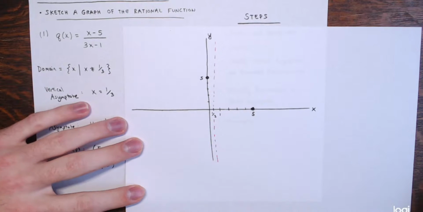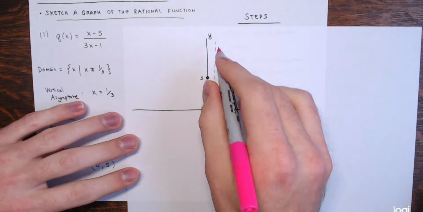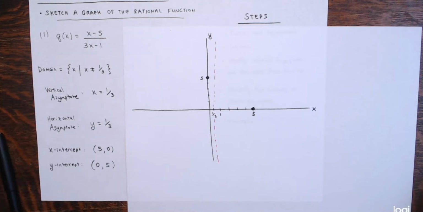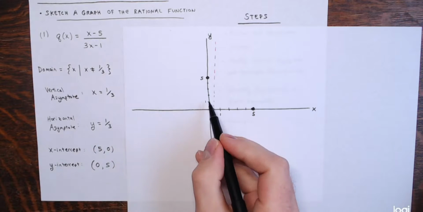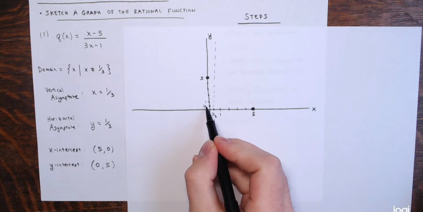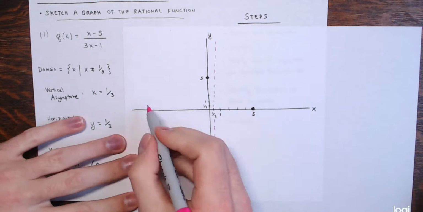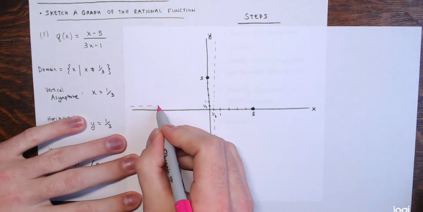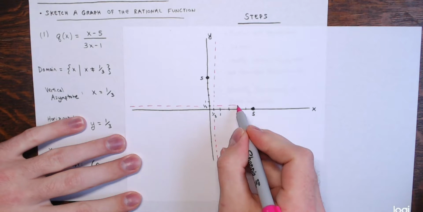There's the vertical asymptote. The graph should be going to either infinity or negative infinity on either side of that. And the horizontal asymptote's at y equals 1/3, which is, say here. I'll make a dashed line going horizontally at 1/3.